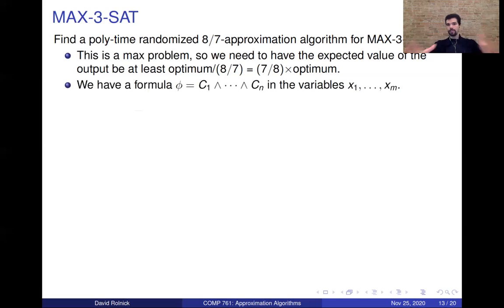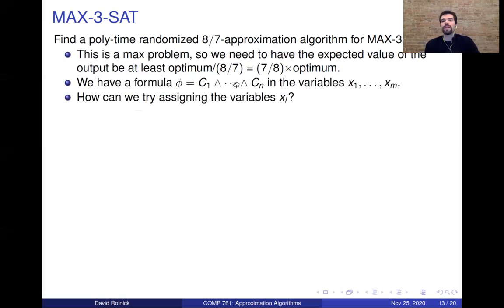So we have some formula, which we're trying to satisfy. It's a formula with a number of clauses in the variables x1 through xm, which are, again, true or false. Each of the variables is true or false. And in order for the formula to be satisfied, we have to have all of the clauses evaluated as true, but we're trying to just maximize the number of clauses that are true. How could we try assigning the variables?